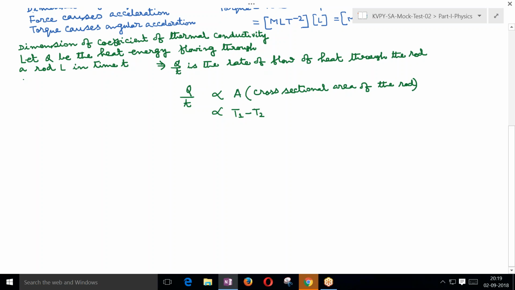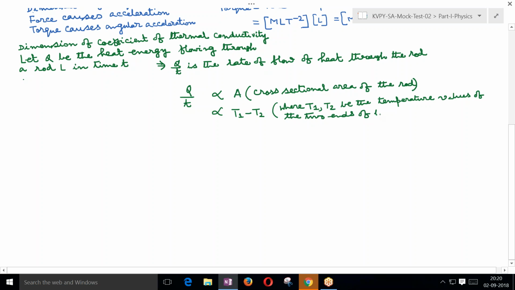So we can assume, okay, temperature values of the rod, where T1, T2 be the temperature values of the two ends of the rod.